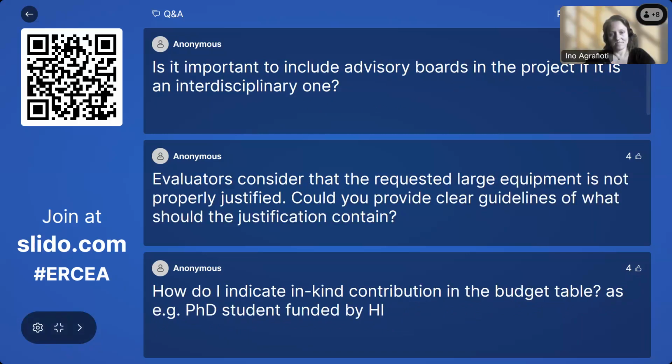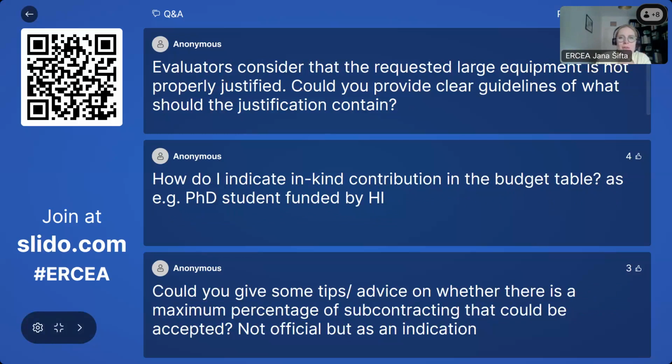Advisory boards. Is it important to include an advisory board in the project if it's an interdisciplinary one? David? Advisory board. I think this is an SH thing. Perhaps, maybe Jana. Look, it's not a condition. It's nice to have it, but it's not like working for you or against you. So it's something that looks good, but it's not necessary.